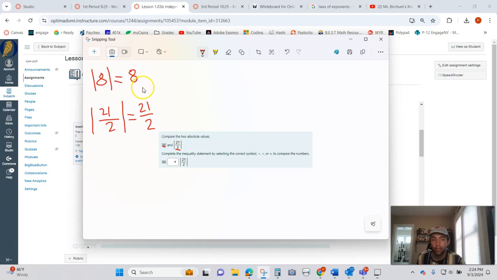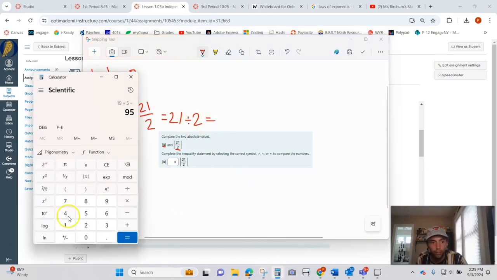Now, I'm having trouble comparing these because one is in fraction form and the other is in normal number form. So let's turn the fraction into what I call a normal number. We can turn any fraction into a normal number by, do you remember how? Yes, exactly. By doing top number divided by bottom number. 21 divided by 2, which, Monsieur Calculateur says, is 10.5.